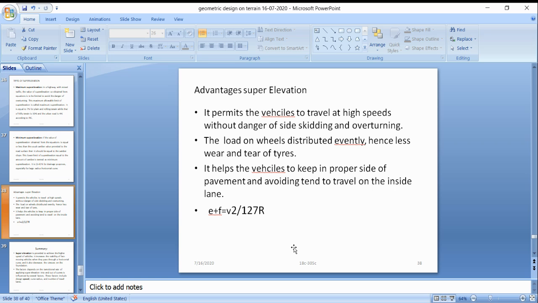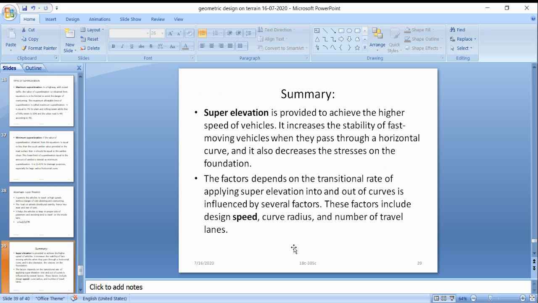Another purpose: the load on the wheels is distributed evenly, hence less wear and tear of tires will occur. It helps the vehicle keep to the proper side of the pavement and avoids the tendency to travel to the inside of the lane. So here we have E plus F equals V square by 127 R. Here we have covered super elevation.